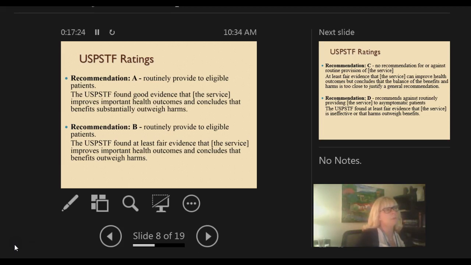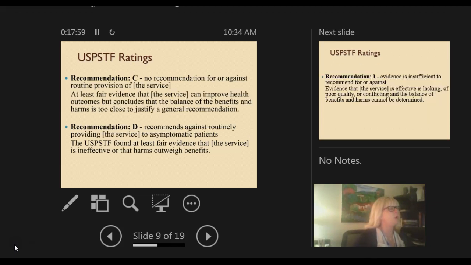Every single guideline, depending on the organization, is going to have specific ratings based on what they've determined and why. It's just easy for us to be able to look at the letter and say, oh, it's a recommendation A, or it's a B, or it's an I. The Preventative Task Force recommendation A means that there's good evidence that it improves important health outcomes and concludes that the benefits outweigh the harms. Recommendation B, which we see a lot, is routinely provide to eligible patients, found at least fair evidence that the service improves important health outcomes and concludes that the benefit outweighs the harms. So these are very important for you to know throughout your practice and starting now.